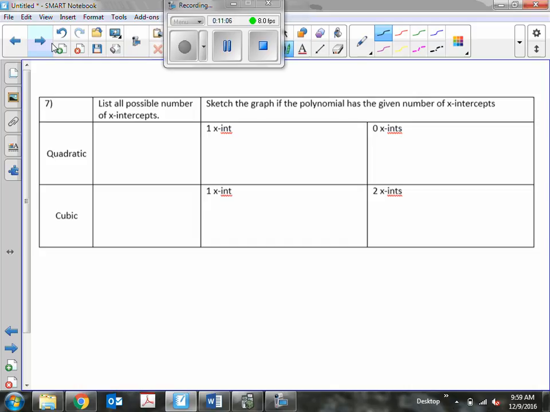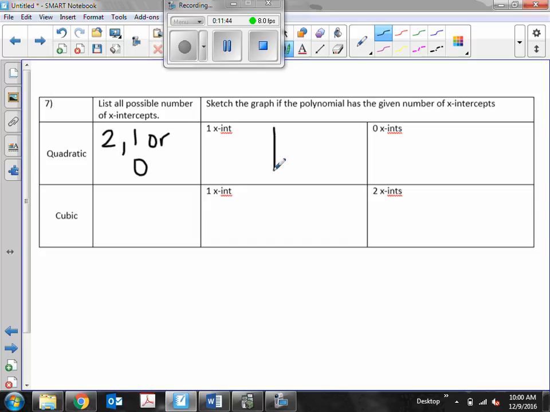Lastly, I want to go ahead and talk about these possibilities right here. So if I'm looking at a quadratic or a cubic, I want to identify all of the number of possibilities, and then I want to go ahead and sketch what these might look like. Now, a quadratic, remember, a quadratic is an exponent of 2, and it ends up having the possibility of 2, 1, or 0 x-intercepts. We've already seen 2 on this paper. We're going to go ahead and draw a sketch for what it looks like whenever it has 1 x-intercept and when it has 0 x-intercepts.